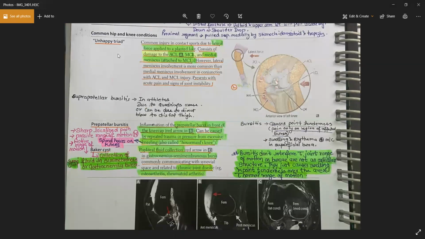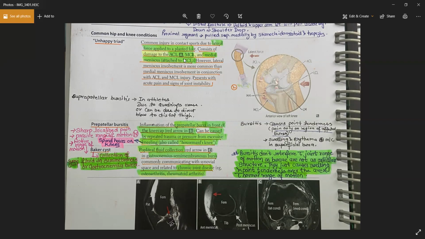Then you have the unhappy triad, in which a lateral force is applied. What is this lateral force known as? Valgus or varus? Valgus. Whenever I apply a lateral force, which means lateral to medial, which means a valgus force, I can have damage to my medial meniscus, damage to my medial collateral ligament, as well as damage to my anterior cruciate ligament, and this is known as the unhappy triad. Damage to the anterior cruciate ligament, the medial collateral ligament, and the medial meniscus.